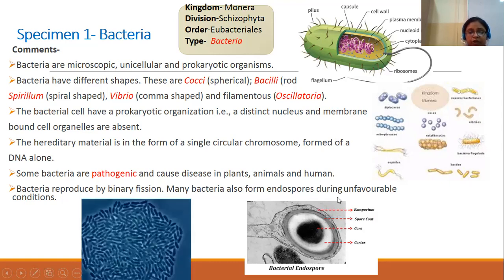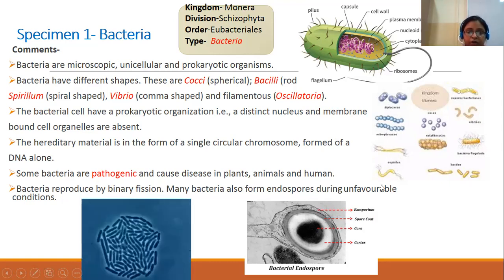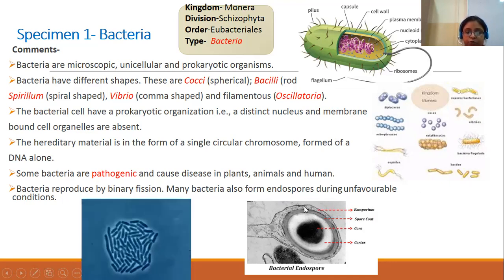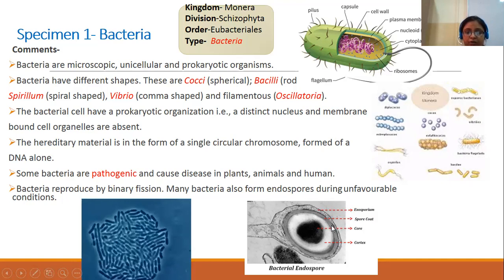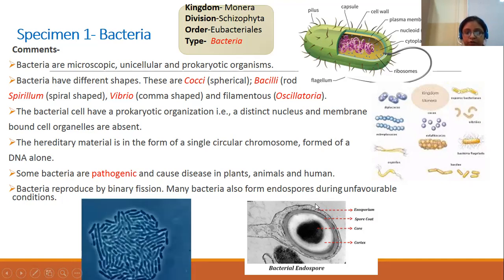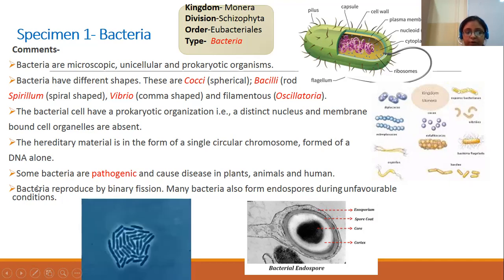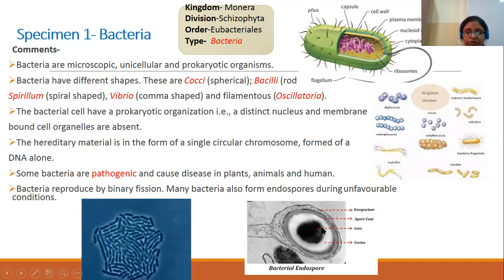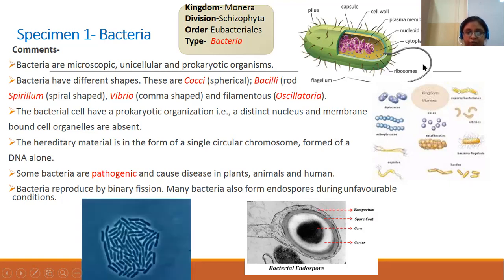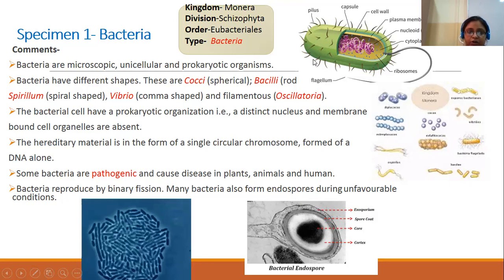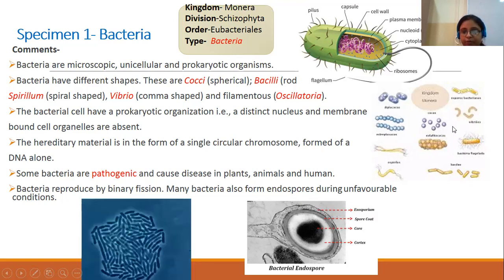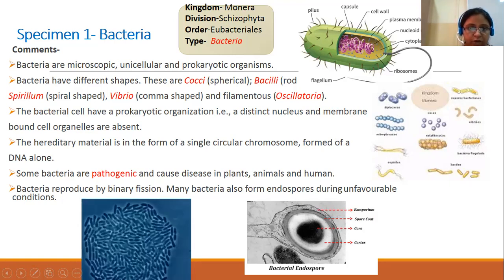But what happens when the unfavorable conditions are there? Under unfavorable conditions, these bacteria simply form endospores. Endospore means cyst. By forming this endospore, they simply pass through the unfavorable condition, and when all the favorable conditions come, they will again germinate or develop into such active bacteria. They will again start reproducing by binary fission. In this way, this bacteria completes.